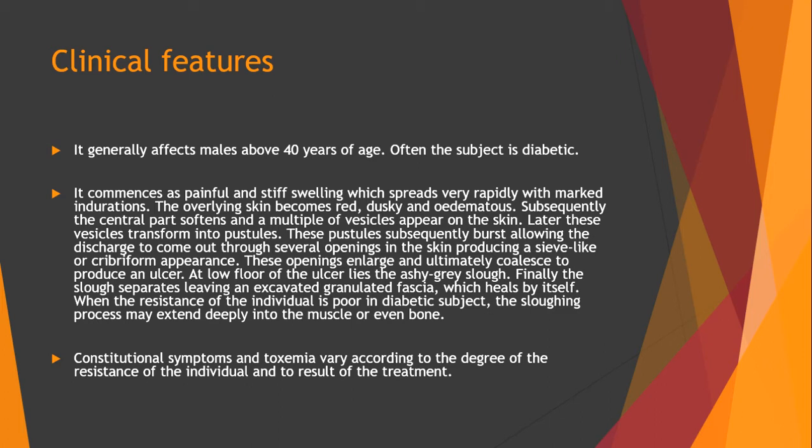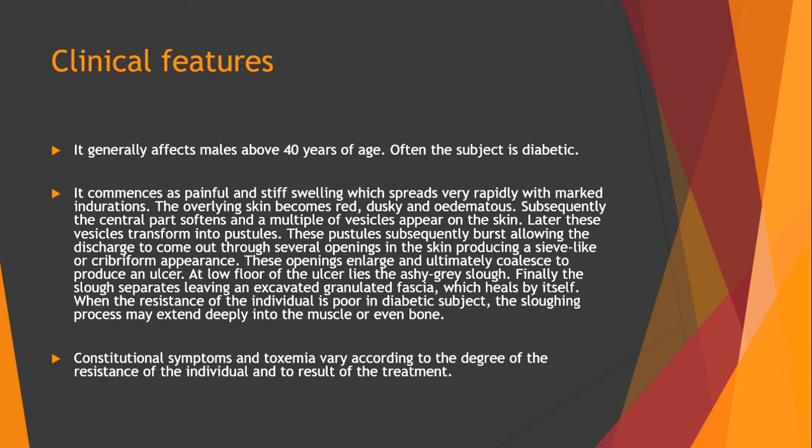Subsequently, the central part softens and multiple vesicles appear on the skin. Later, these vesicles transform into pustules. These pustules subsequently burst, allowing the discharge to come out through several openings in the skin, producing a sieve-like or cribriform appearance. These openings enlarge and ultimately coalesce to produce an ulcer.